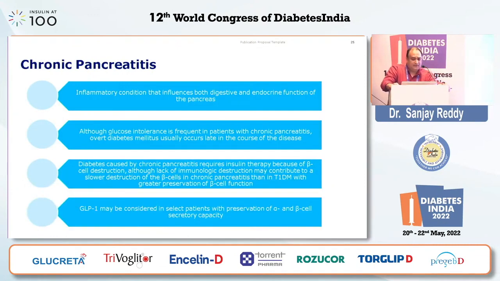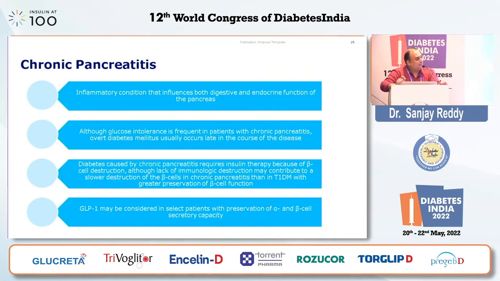So chronic pancreatitis, see here, the most important thing is to ask if somebody is complaining of indigestion. So suspicion here, again, talking to the patient really helps. Another thing in chronic pancreatitis is alcohol use. If the patient is a chronic alcoholic, or there is a lot of alcohol use, it can cause this. Diabetes caused by chronic pancreatitis requires insulin therapy because of beta cell destruction, although lack of immunological destruction may contribute to a slower destruction of the beta cells than in type 1 diabetes, with greater preservation of beta cell function.